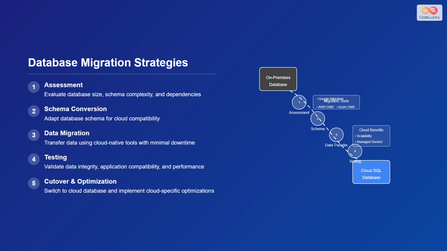Step 3 is data migration. Transfer your data using cloud-native tools with minimal downtime to ensure business continuity. Step 4 is testing. Validate data integrity, application compatibility, and performance in the cloud environment. Step 5 is cutover and optimization. Switch to the cloud database and implement cloud-specific optimizations for optimal performance.